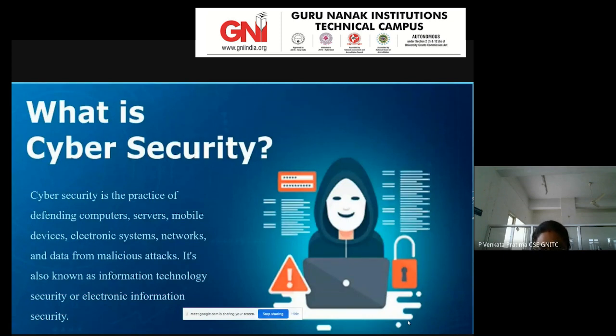Okay, as I told you at the start, the internet has become the medium, the source, for attackers to perform attacks. With the help of cyber security, we will try to prevent attackers from using our internet as a source for attacking.